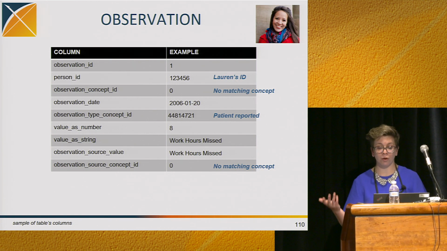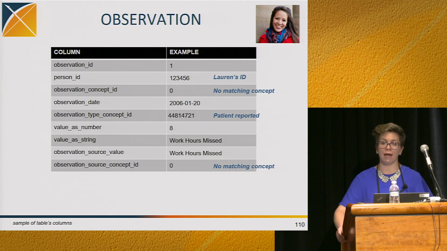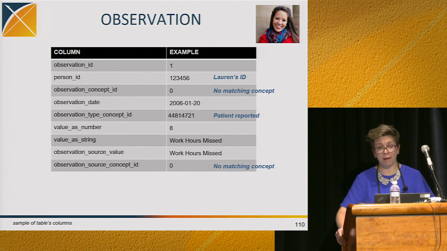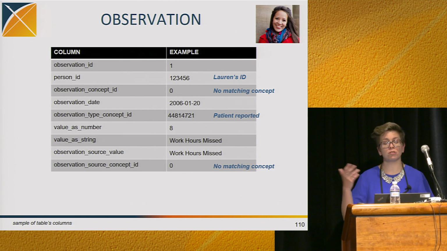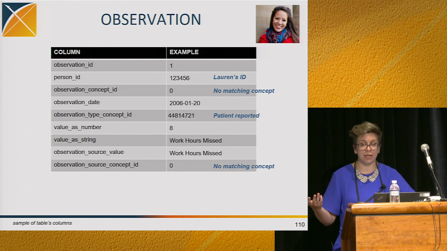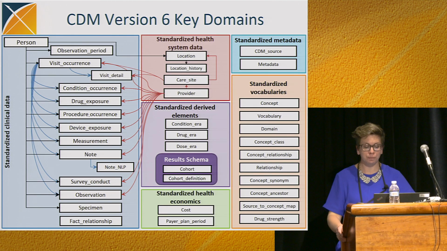As an ETL builder, a great thing about this is that every time I do a CDM build, I can start to see what are the things I'm not mapping. Can I do a better job? Can I think about a way to get this to map appropriately? And then in my ETL, I can think about, oh, well, work hours missed, maybe there's a better way to do this, or maybe there is a concept ID that I'm not thinking about right now.